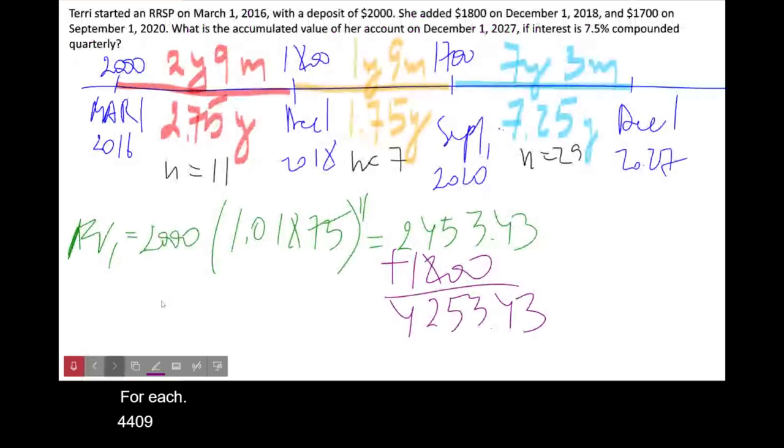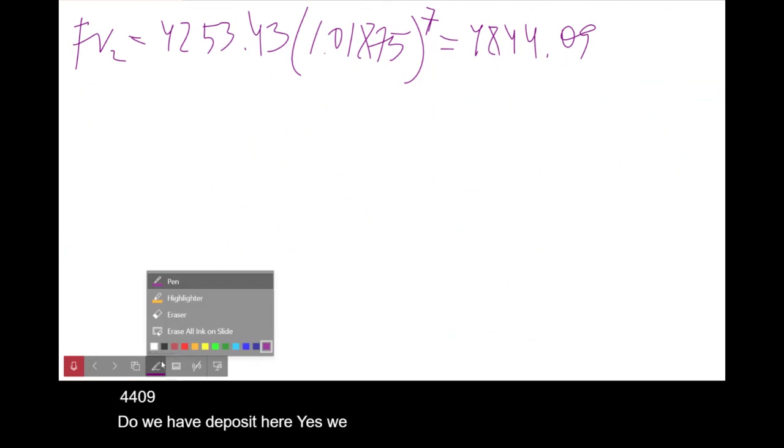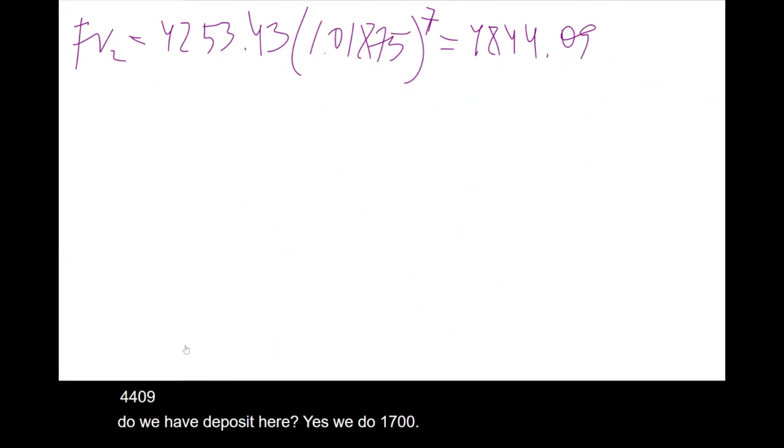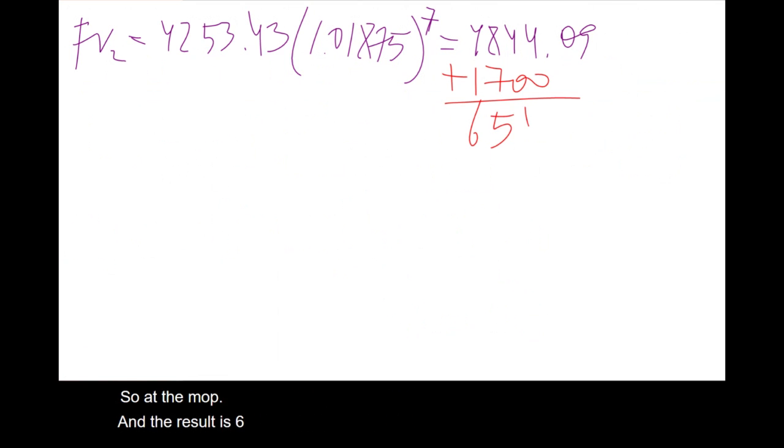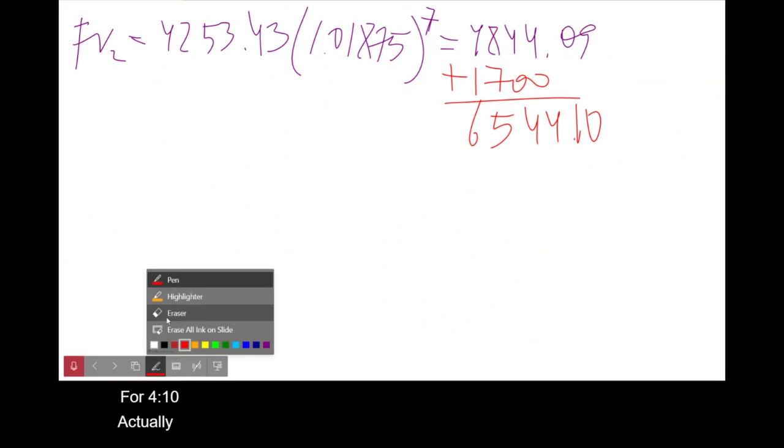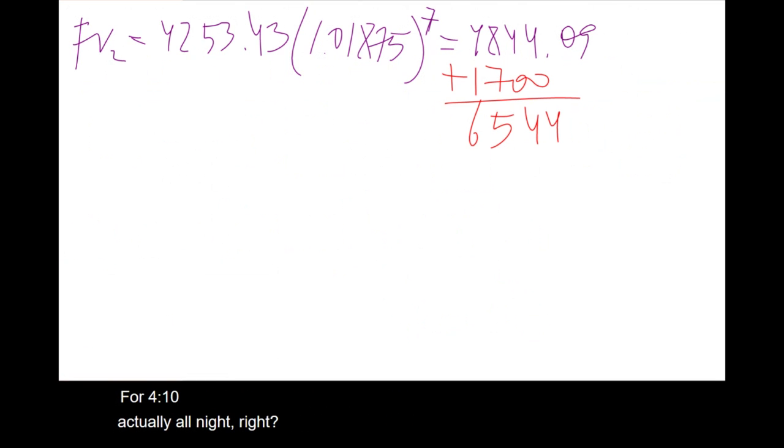Do we have a deposit here? Yes, we do, 1700. So add them up. And the result is 6540.09.